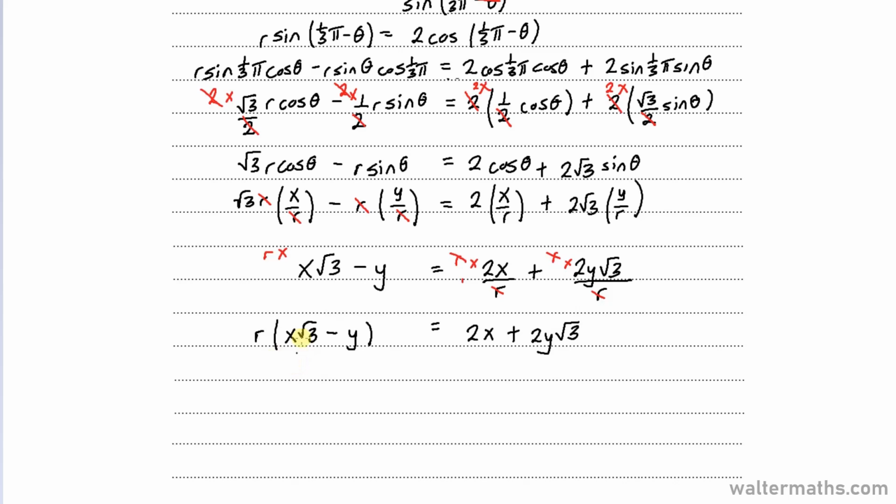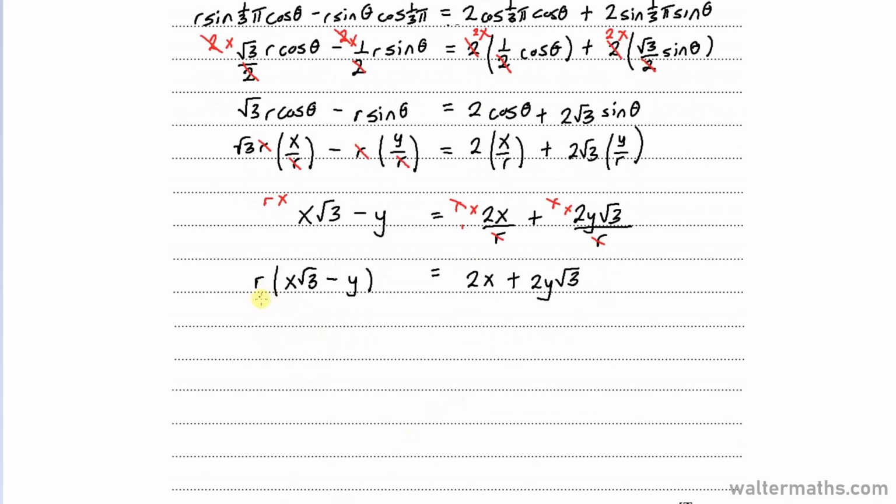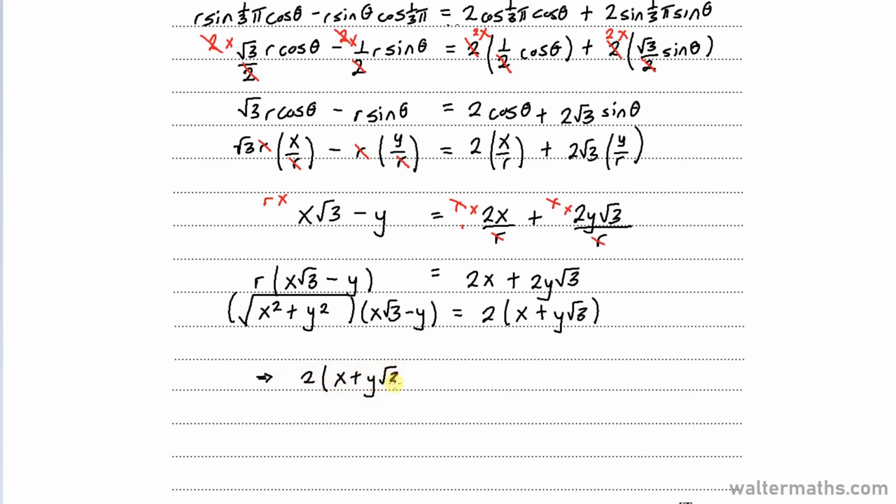Now using the special results, on the left side we can have r as the square root of x squared plus y squared, multiplying the bracket x root 3 minus y, and that should be equal to, here I can factor out 2, so that's 2 of x plus y root 3. Alright, so what we now have is actually the answer, and we can write it down as required by the question in the order that the question gives. So it's 2 of x plus y root 3 is equal to x root 3 minus y bracket and the root x squared plus y squared. And that's the answer right here.